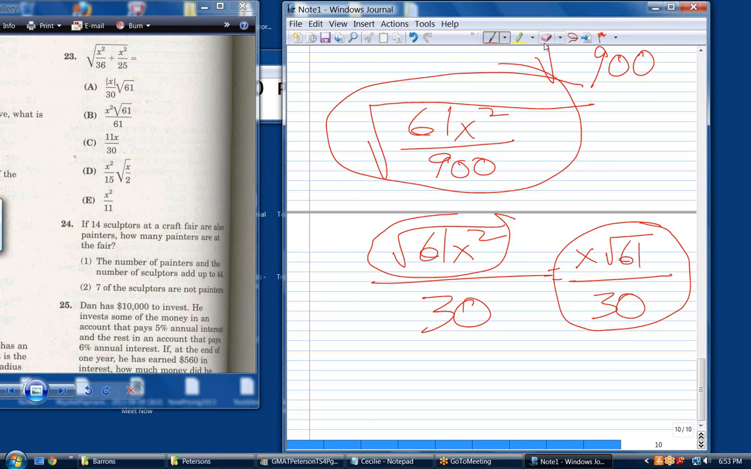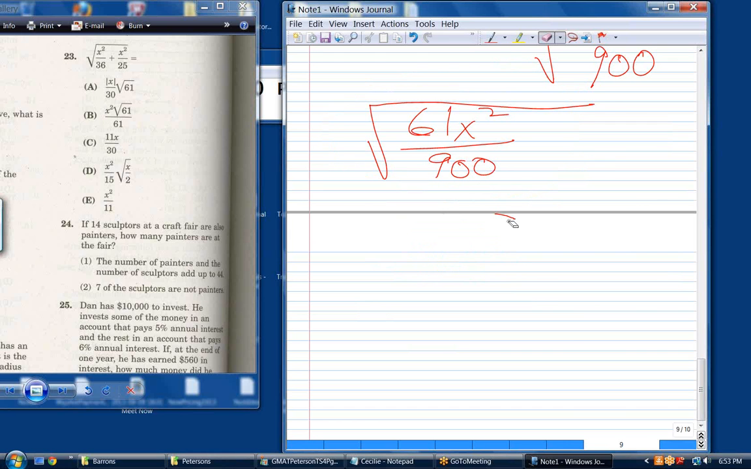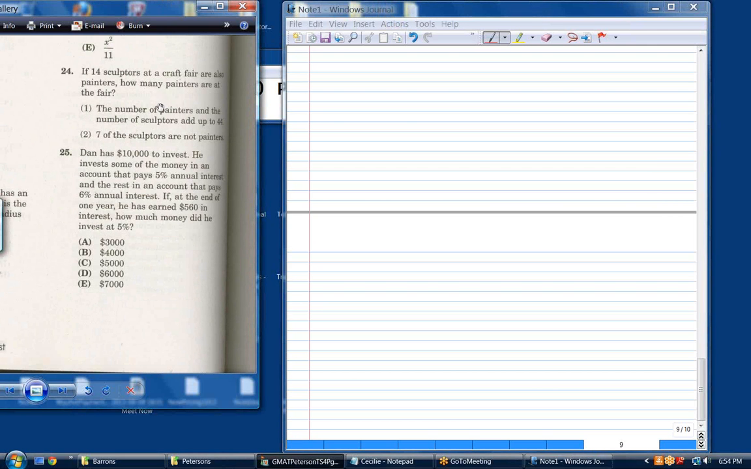Okay, so the key here is sometimes you have to add those fractions to make progress. Adding those two fractions together is the only way we were able to move forward on that. Okay, here's a data sufficiency, finally.